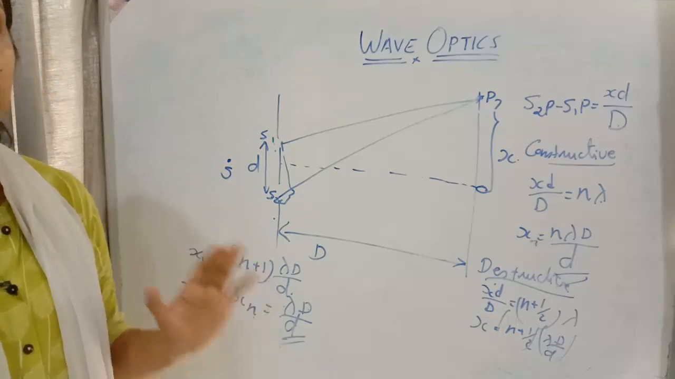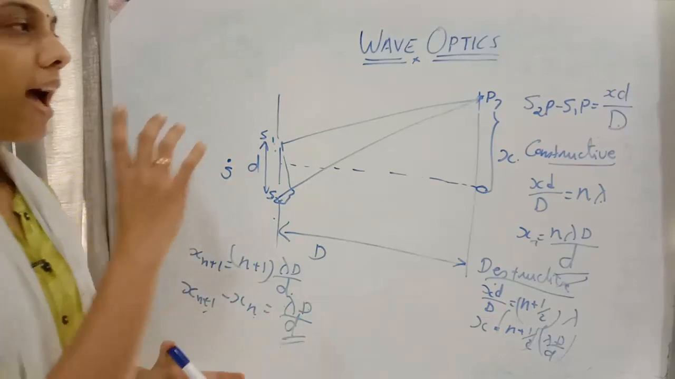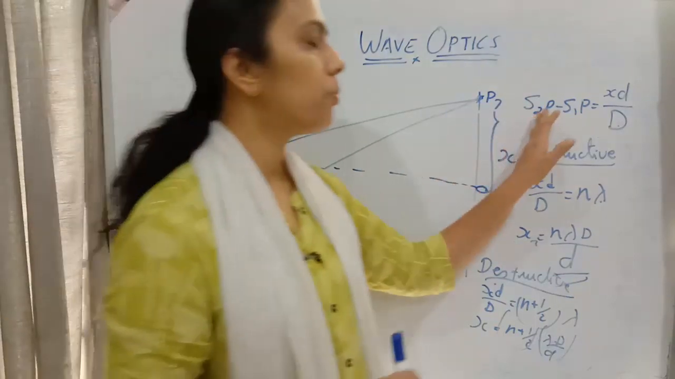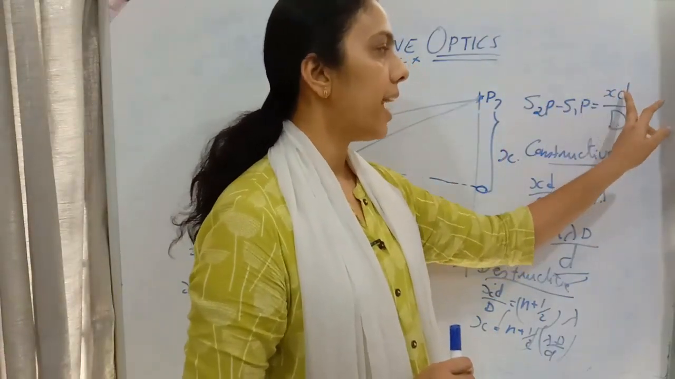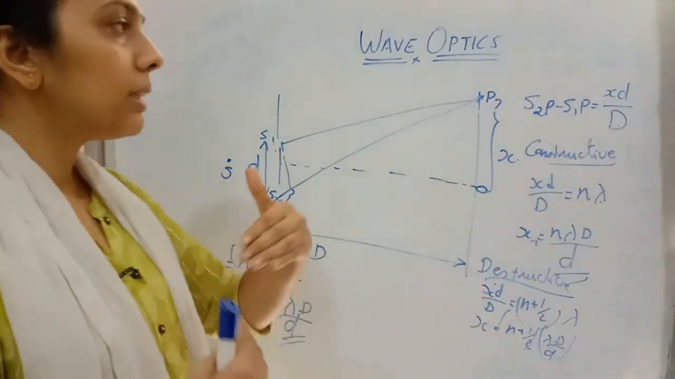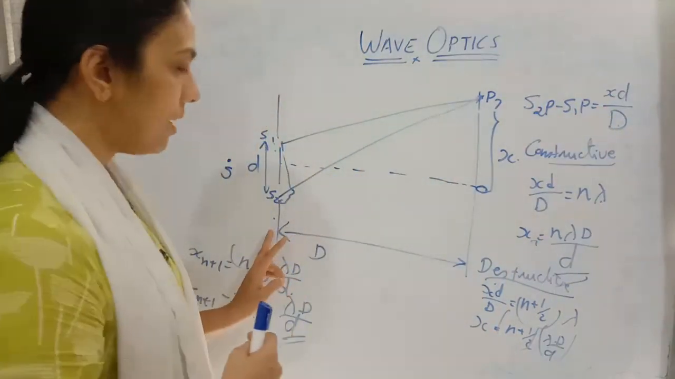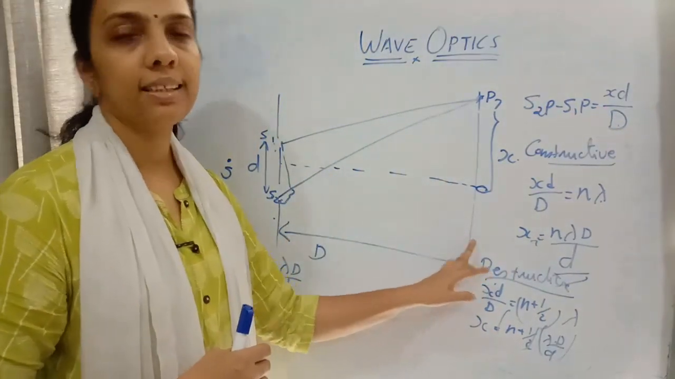That is called a fringe width, lambda capital D divided by small d. And also the path difference S2P minus S1P, we got it as XD divided by capital D. That path difference will be increasing or decreasing depending on whether we are increasing the capital D, that is the distance between the slit and the screen.